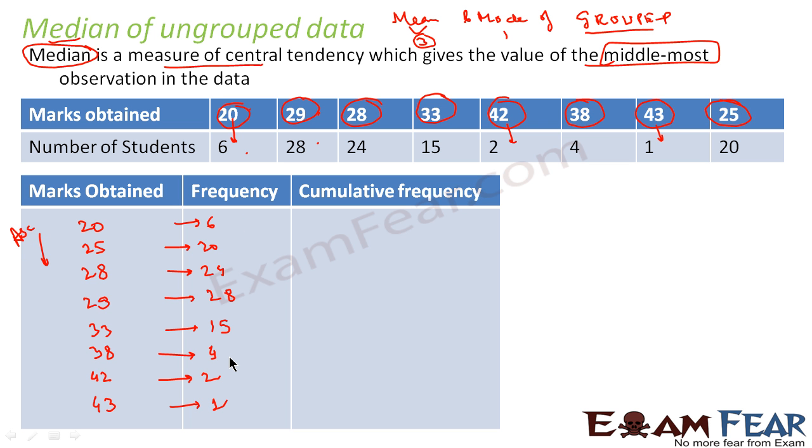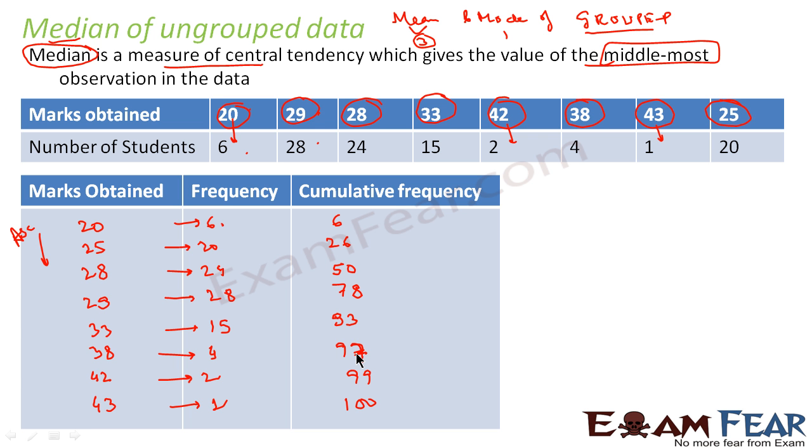The second thing is I have to write the cumulative frequency. Cumulative frequency is something where we add this frequency to the previous frequency. There is no previous frequency, so this becomes 6. In this case it is 20 plus 6, so this becomes 26. Here it is 26 plus 24, that becomes 50. Here it is 50 plus 28, that is 78. Here it is 78 plus 15, that is 93. Here it is 93 plus 4, 97. 97 plus 2, 99, and 99 plus 1, that is 100. So this is how I wrote the cumulative frequency.